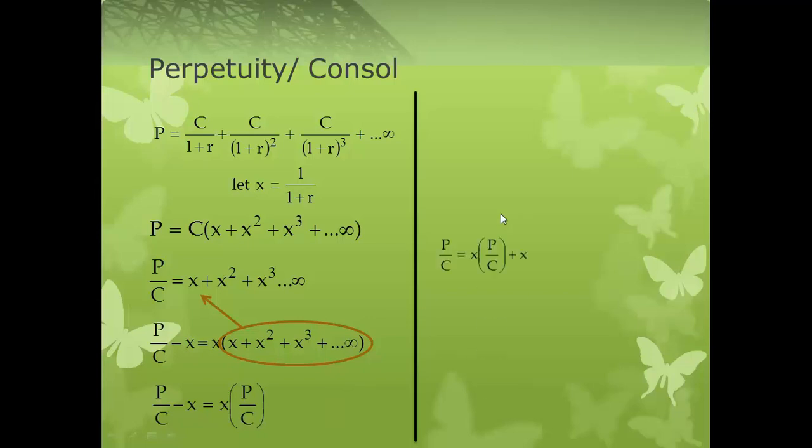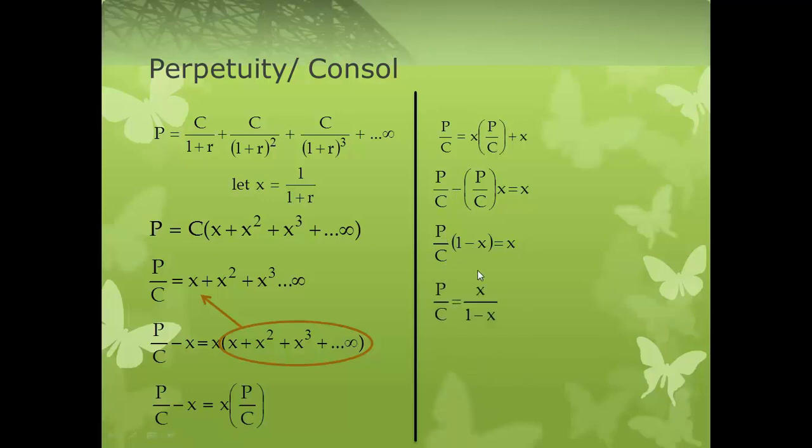I'll rearrange that. So P over C equals x times P over C, and that minus x goes to the right side, becomes plus x. Next step, I take this x times P over C to the left. So P over C minus x times P over C equals x. And I take P over C common, I am left with 1 minus x. So P over C times (1 minus x) equals x, or P over C is x divided by 1 minus x.